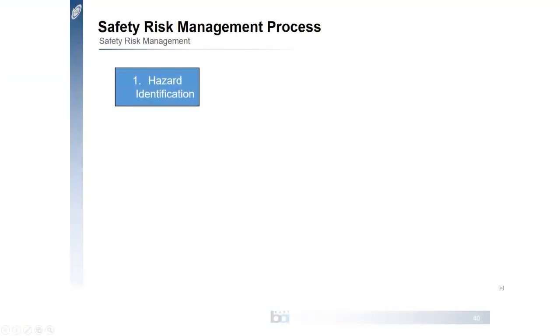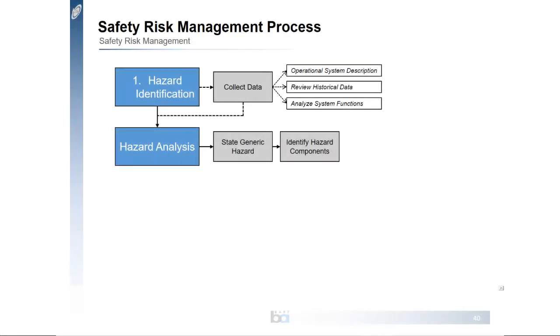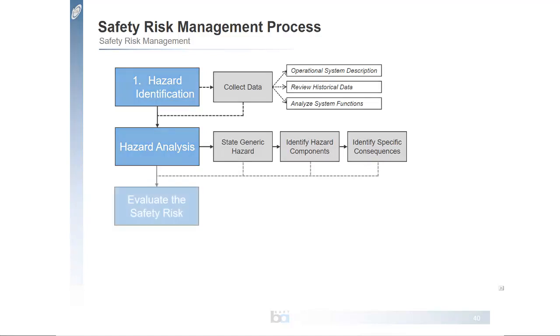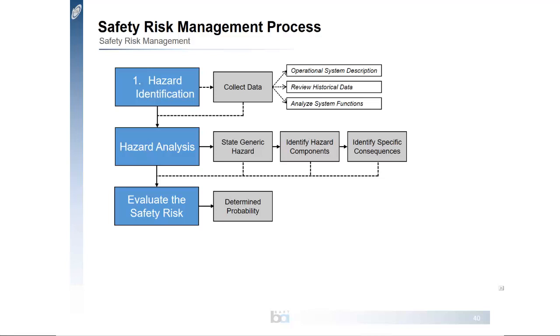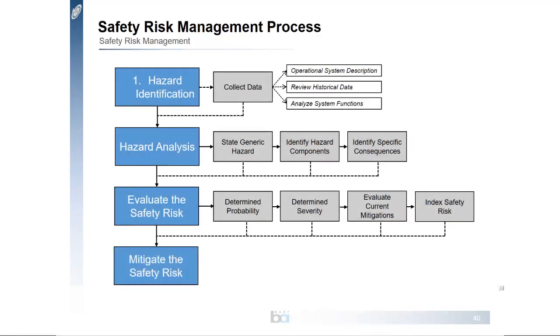Safety risk management follows a process. 1. Hazard identification. Collect data from operational system description, review historical data, analyze system functions. 2. Hazard analysis. State generic hazard. Identify hazard components. Identify specific consequences. 3. Evaluate the safety risk. Determine probability. Determine severity. Evaluate current mitigations. Index safety risk. 4. Mitigate the safety risk.